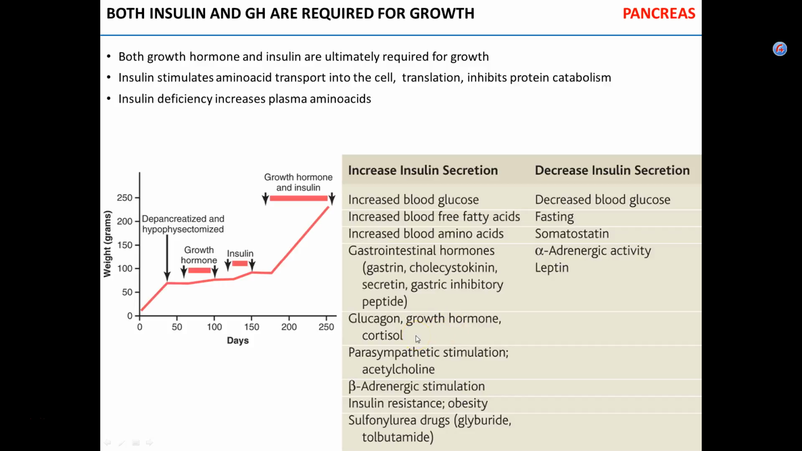Growth hormone and cortisol stimulate insulin release, because while cortisol increases blood glucose, insulin helps to take it into the cells. Well, parasympathetic, digestive. When you rest and digest, you have parasympathetic stimulation, which increases insulin. Beta-adrenergic, specific to the blood vessels. Insulin resistance and obesity. In obesity, you actually produce more insulin because you're resistant. And those drugs that I told you, sulfonylurea drugs. What decreases secretion? Fasting. So it's interesting.